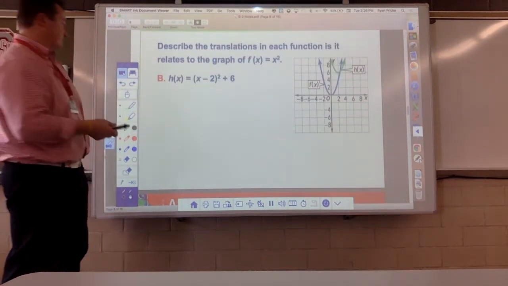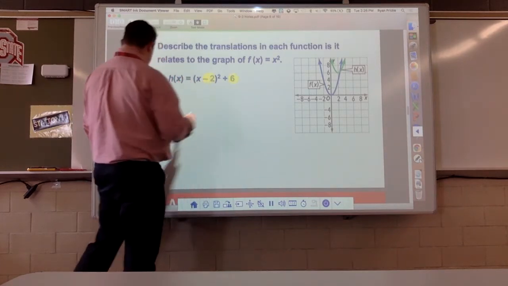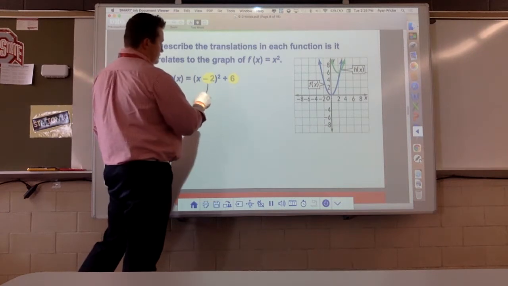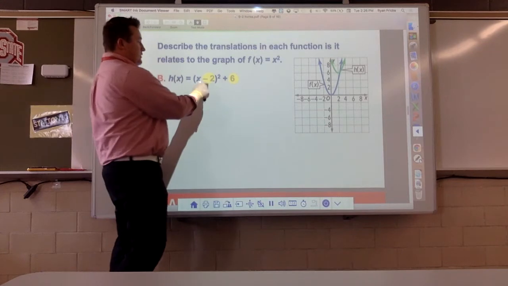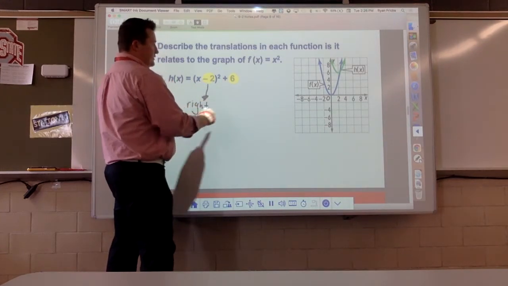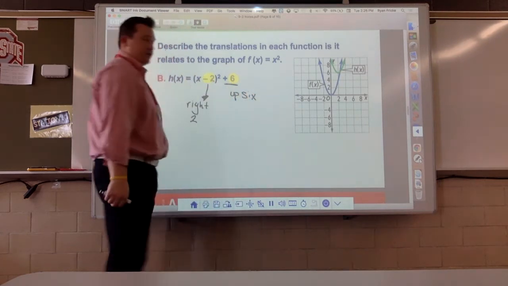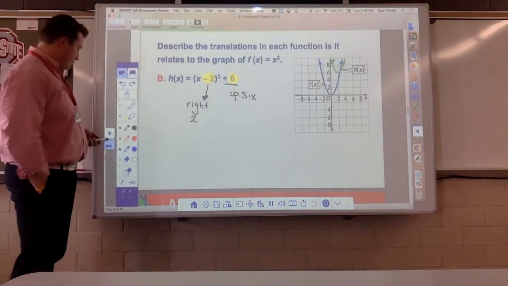Describe this translation. So again, I need to describe what is this doing and what is this doing. Okay? Great. All right. So the minus 2 goes right 2. So right 2 units. Again, this makes it go up 6 units. Okay? Right 2, up 6. Beautiful.